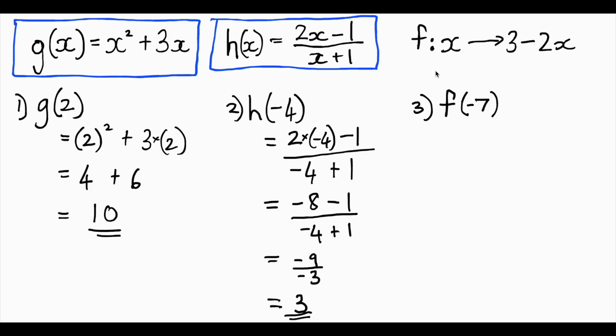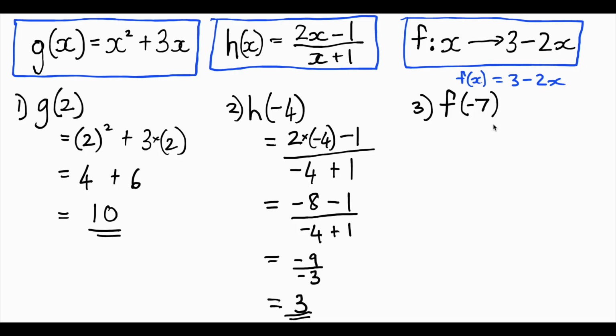All right, so although this is written this way, it still has the same principle as these. In essence, even though this is written this way, it still means f with the input x, which gives us 3 minus 2x. It's the same concept. So what we would have to do in this case is the same principle. We say 3 minus 2 multiplied by -7.